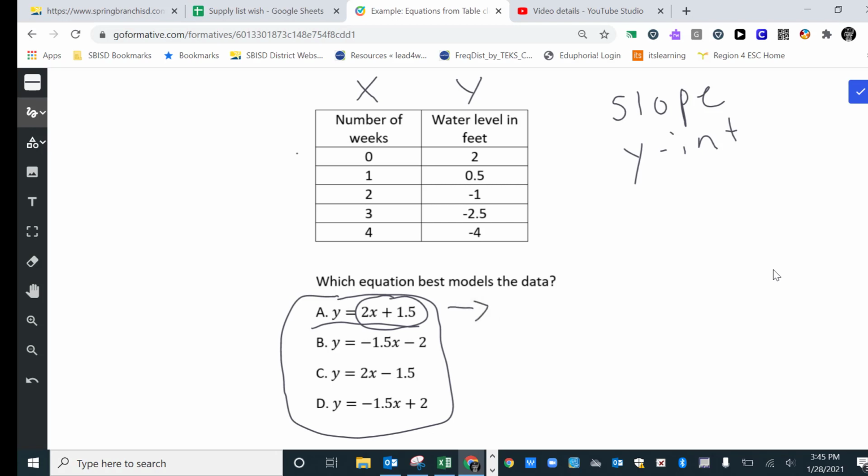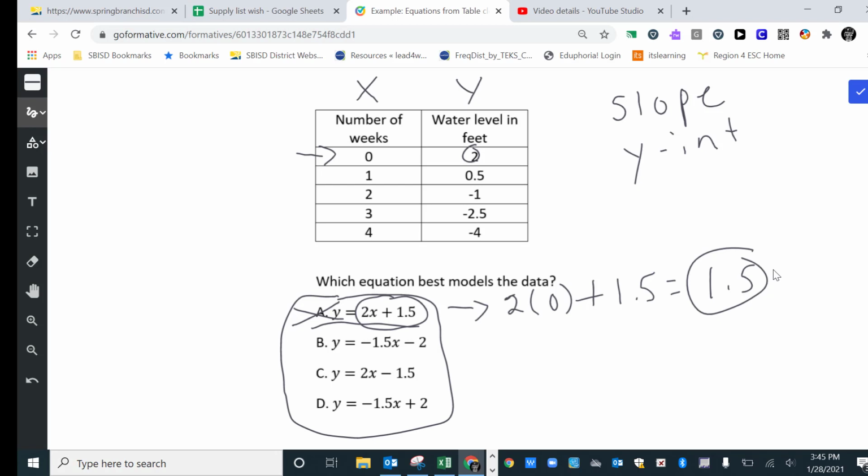My first value of x is 0. So I'm going to have 2 times 0. Remember, when we substitute, we put it in parentheses, plus 1.5. I'm going to use my calculator: 2 times 0, and then plus 1.5, and I get 1.5. Now, did this answer give me my y? No, it didn't. So that means that A cannot be my answer.